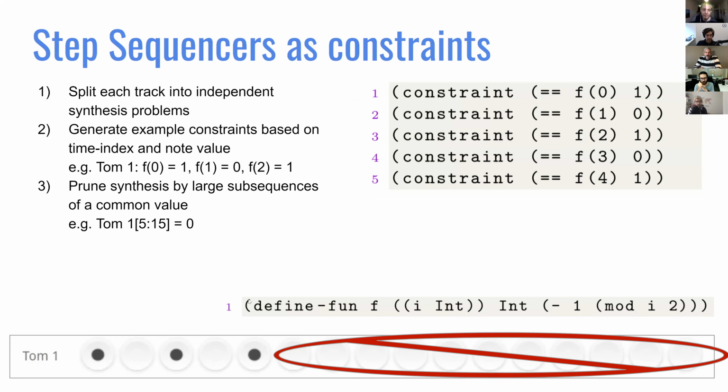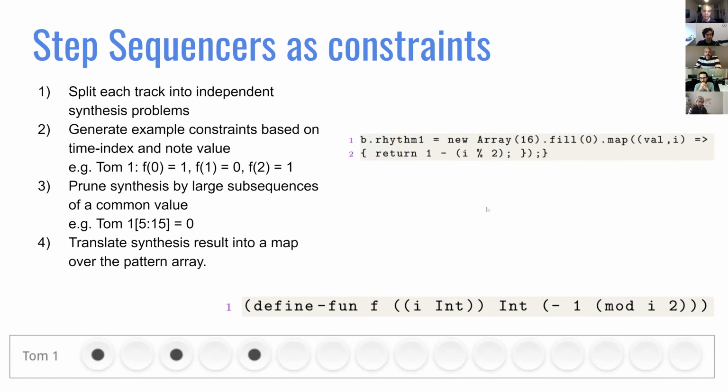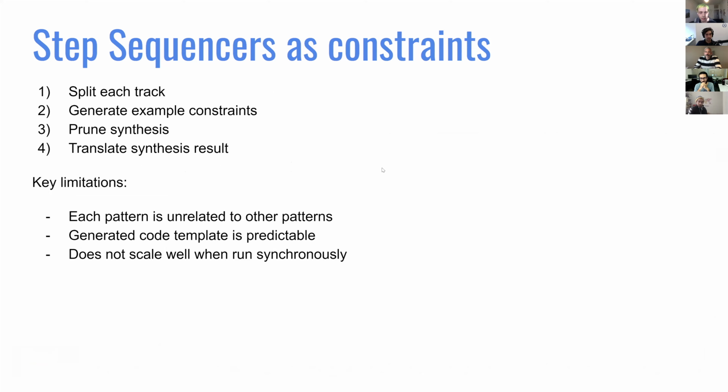Yes. And then we get our function out of that synthesis, and we can then translate that synthesis result into a map over the array. Right. And so this is a high level idea. We're going to split each track, generate the example constraints, prune the synthesis, and then translate the result.